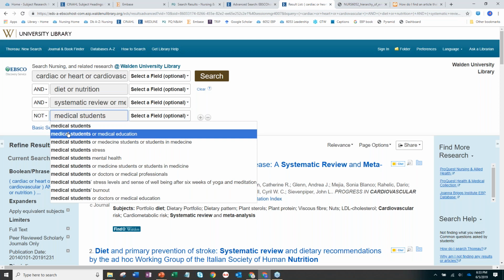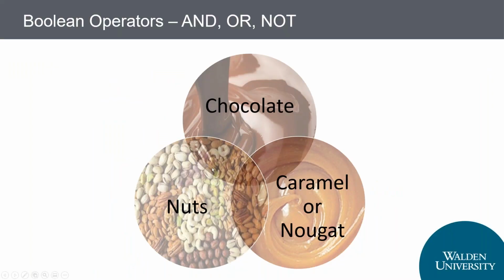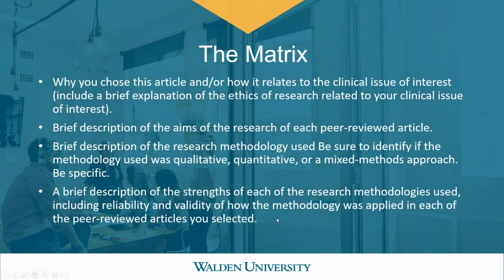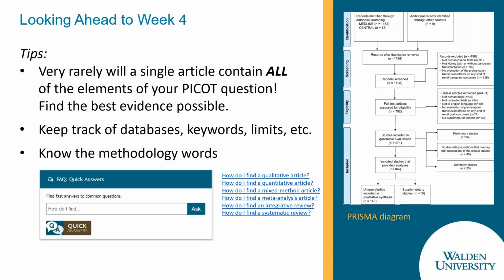Okay, and the handout has all of this in there. I did your demo. The matrix. This matrix is particular to Nursing 6052, which I know all of you are not in, but it's not as intimidating as it seems at first glance, because you basically have to say why you chose an article, the aims of the research. Methodology can be kind of tricky. I'm going to get into methodology here in a minute. And then reliability and validity. These are things to consider about all articles, more or less.